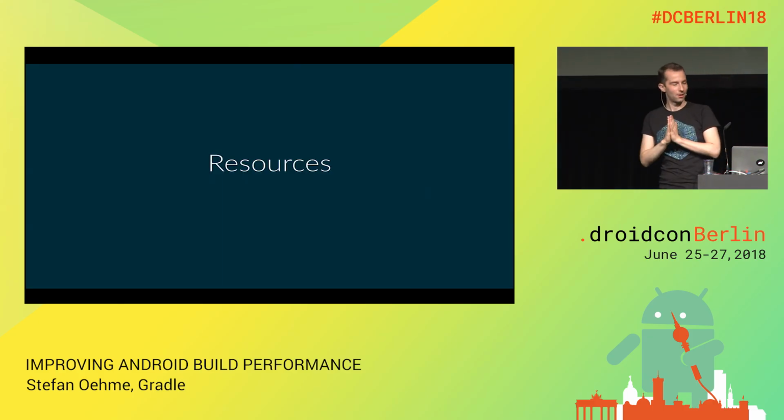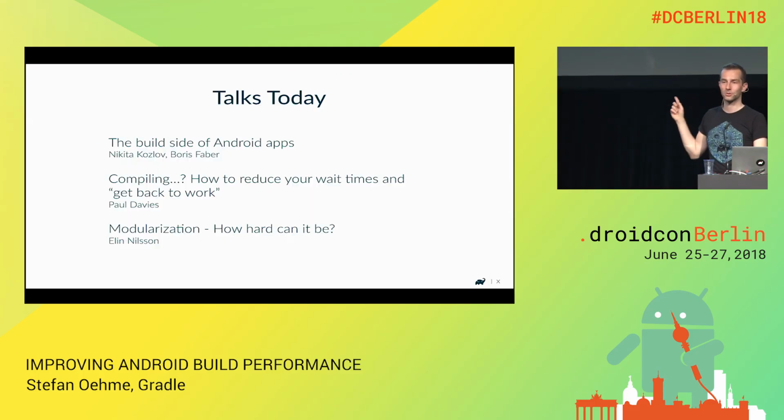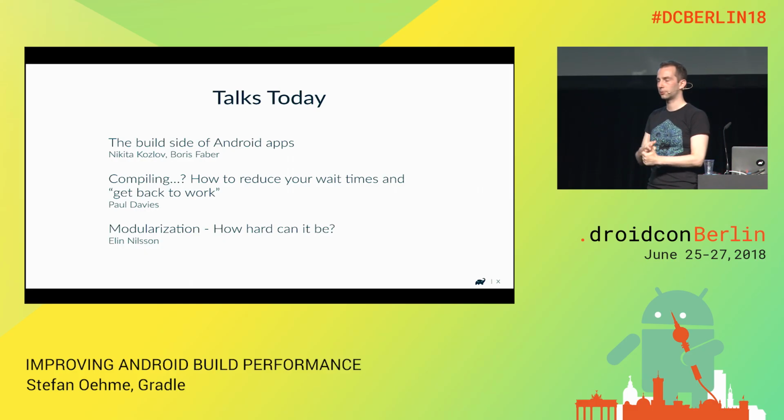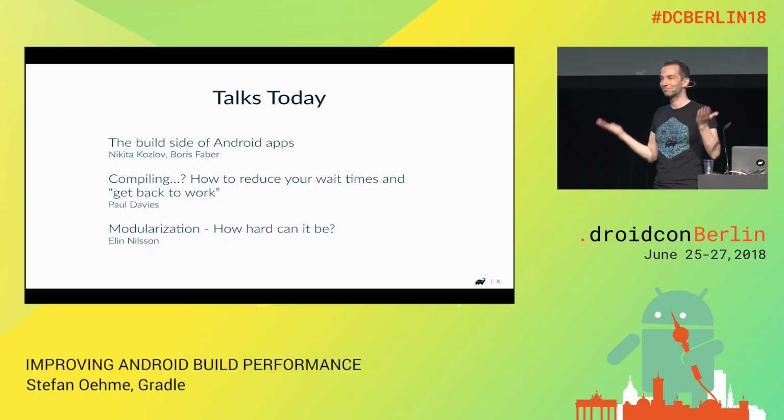Okay, so this wraps up my advice to you for today. But I want to give you some extra resources that you can dive into. First of all, there's a bunch of talks today. Right in the next slot are Nikita Koslov and Boris Faber, who will talk about how your choice of language, project structure, and hardware affect your build times. Then there's another talk by Paul Davies called Compiling, How to Reduce Your Wait Times and Get Back to Work. And a talk by Ellen Nielsen called Modularization, How Hard Can It Be? Unfortunately, the last two are in the same slot, so you'll have to take your pick.